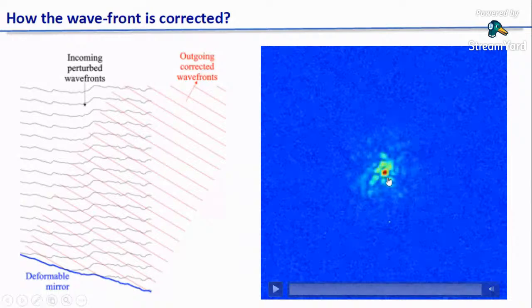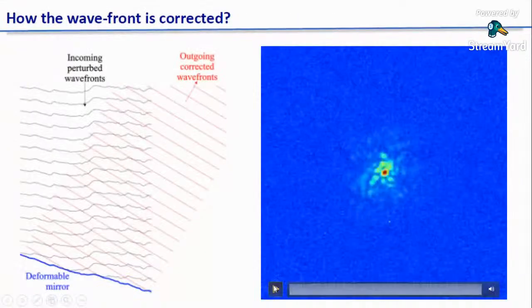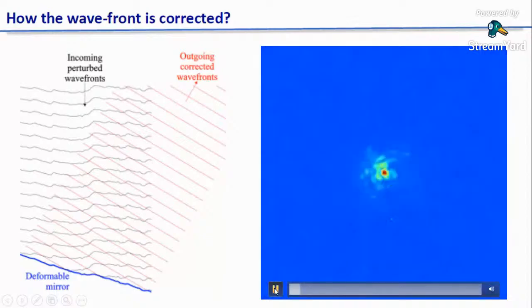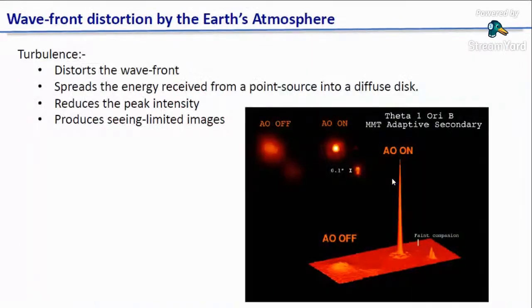That was the video that was playing in that image-making device. So let me play it. Yeah. So earlier it was that blurry, and after the adaptive optics system was turned on, we can get a proper image. You can see, right? Okay.